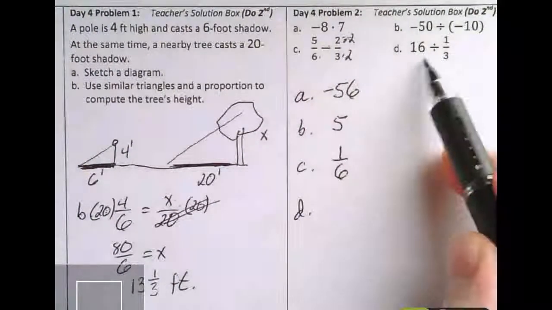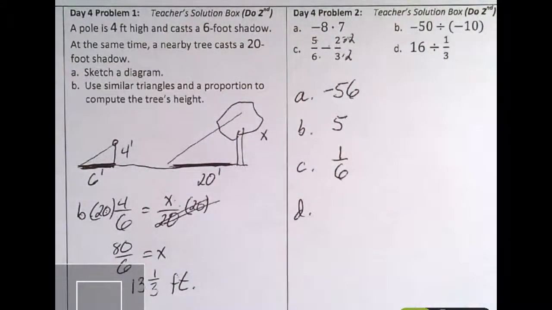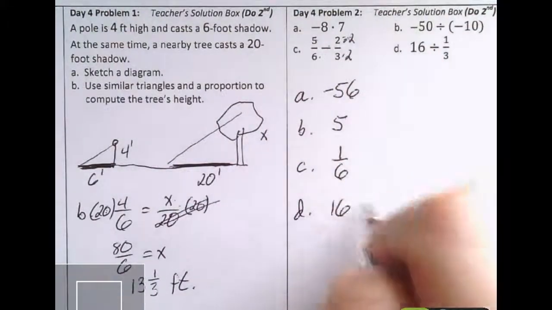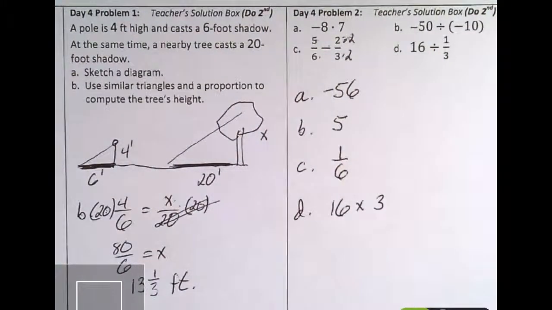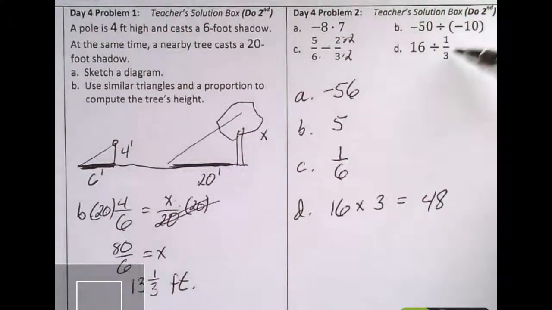Question D. 16 divided by 1/3. How many thirds are in 16? So 16 times 3 is one way to find this answer. That is 48. There are 48 thirds in the whole number 16.